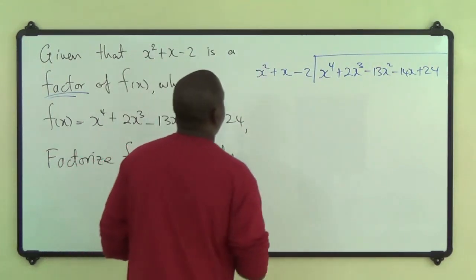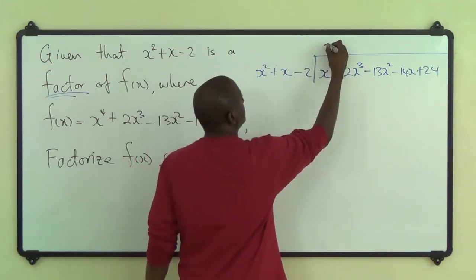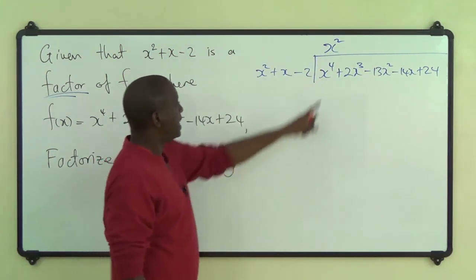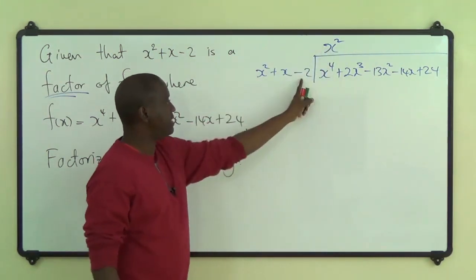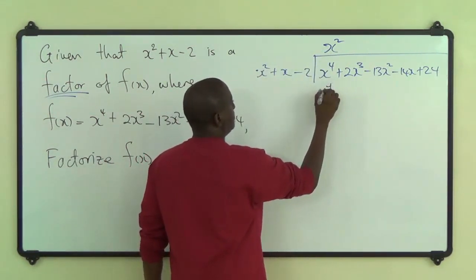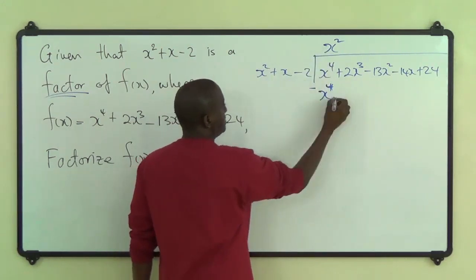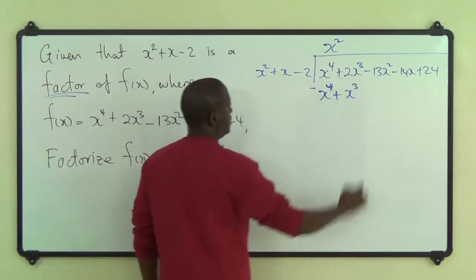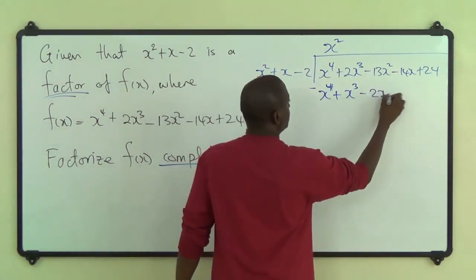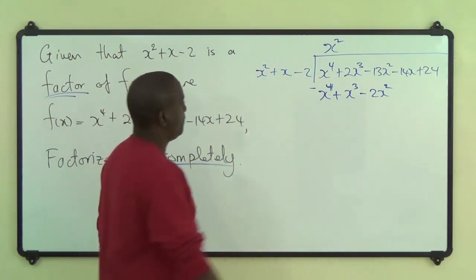So we divide. X to the power of 4 divided by x squared is x squared. Alright? And then we multiply this x squared by everything on top. So x squared by x squared is x to the power of 4. X squared by x is x cubed. X squared by minus 2 is minus 2x squared. Alright? And we go in.